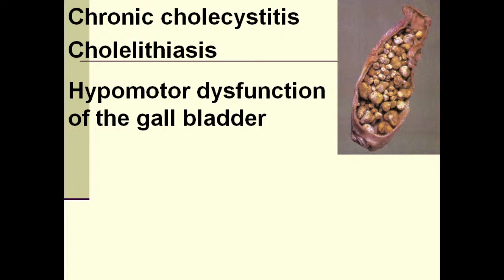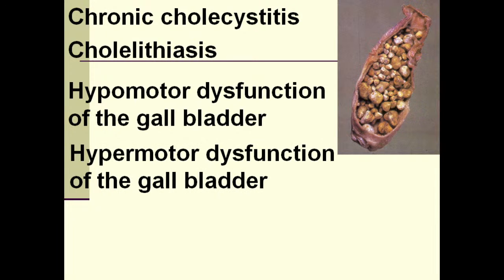Functional disorders of gallbladder motor activity are divided into two types. Hypomotor dysfunction, you understand, the gallbladder contracts slowly and evacuation of bile is delayed, or the opposite, hypermotor dysfunction, when the contraction of the gallbladder is very fast, sometimes uncomfortable for the patient, and sometimes bile cannot be completely concentrated.